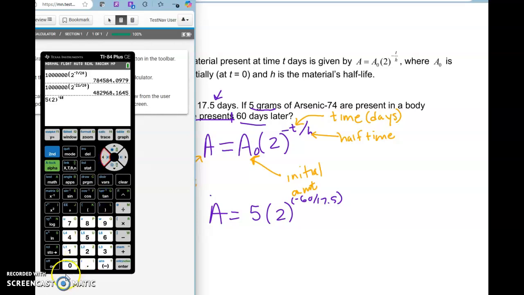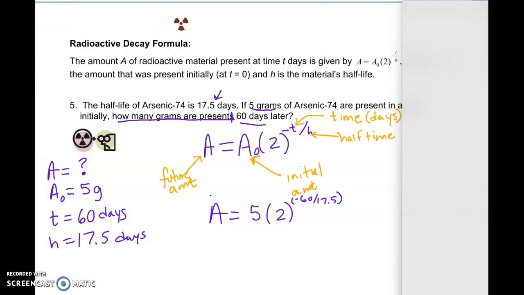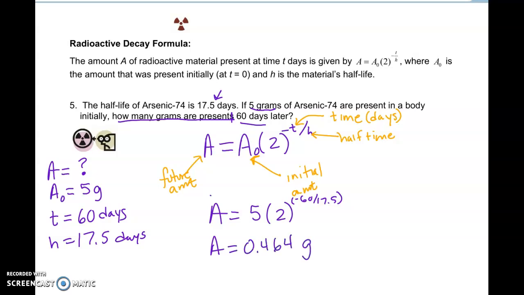Now I don't have to surround the exponent with parentheses, but you could, if you want to get in that habit. It's a good habit to have. But if you do have a caret symbol that shows up, then you have to surround it with parentheses. So I end up with 0.464 if I'm going to round to 3 decimal places, and that's how much is present after 60 days. So the future amount will be 0.464 grams. It starts with 5 grams, and now it's under 1 gram.